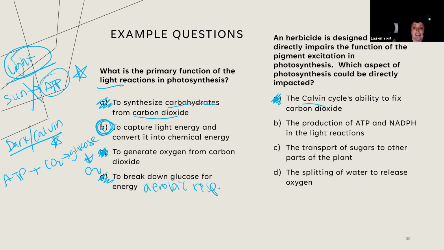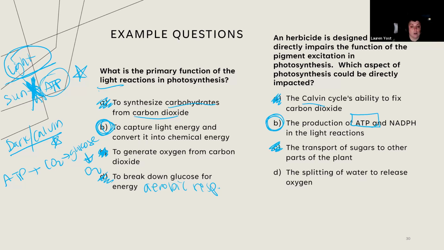Will it affect production of ATP and NADPH in the light reactions? Yes, absolutely will affect ATP production. The transport of sugars to other parts of the plants. This shouldn't affect that. I mean, you'll need energy to transport the sugars, but if the herbicide is affecting this part here, with the ability to capture sun's energy, that's not what's being affected directly.